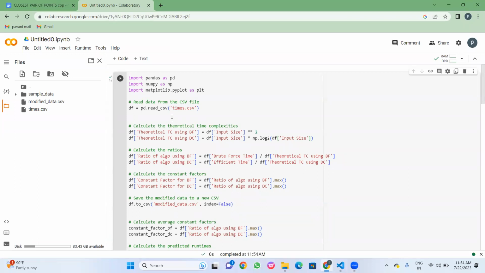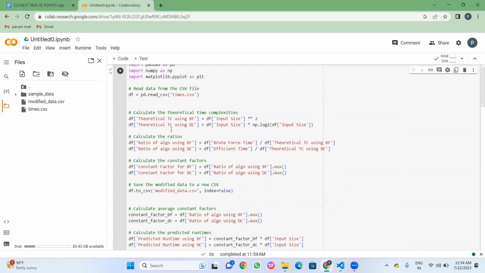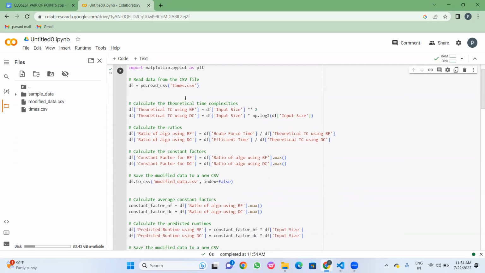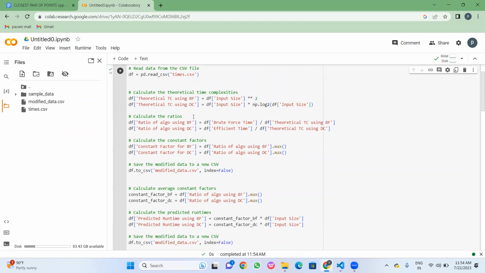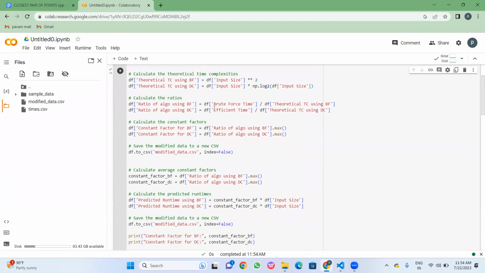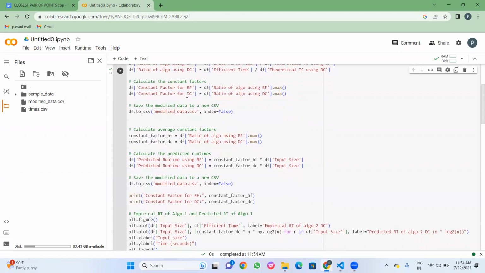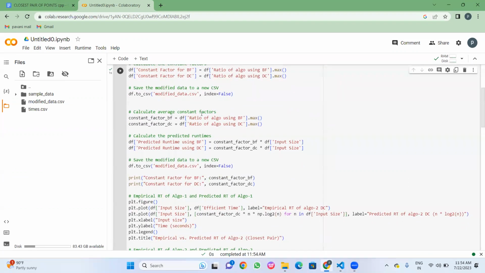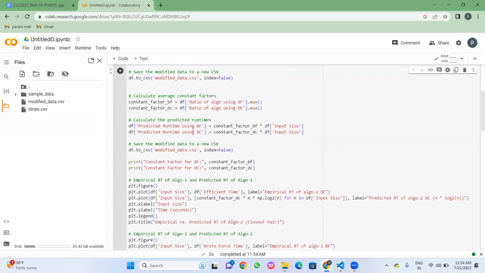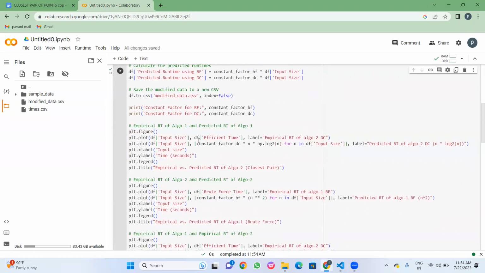Here in the Python code, I have taken the values from the CSV file, and using them I found the theoretical values, where I have taken the input size, and the square of it is for brute force, and n log of n base 2 is used for divide and conquer. Similarly, I found the values using these formulas and calculated the ratios. I calculated the constant factors, and the average constant factors. I have calculated the predicted runtimes and uploaded them into CSV files.